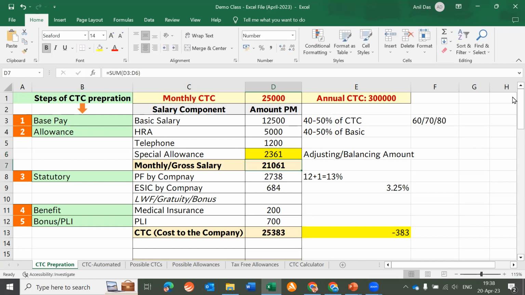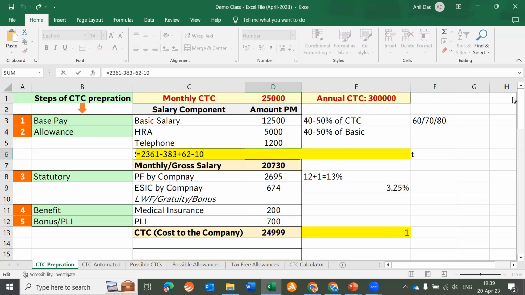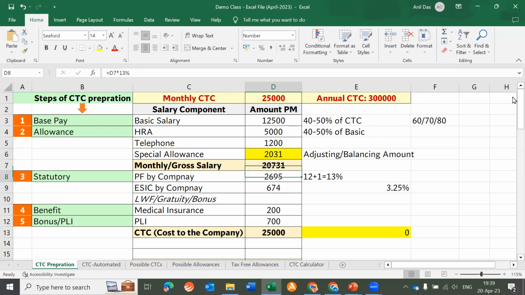No, we have not reached. There is an excess of 383. Now, what would this HR professional try to do? This gentleman would try to subtract 383. Let's see whether now we are reaching 25,000 or not. No, there is a shortage of 62. Let's add 62. Again, there is a difference of 10. Let's subtract 10. Again, there is a difference of 1. Let's add 1. Now we have reached the desired figure of 25,000, which we were looking for.